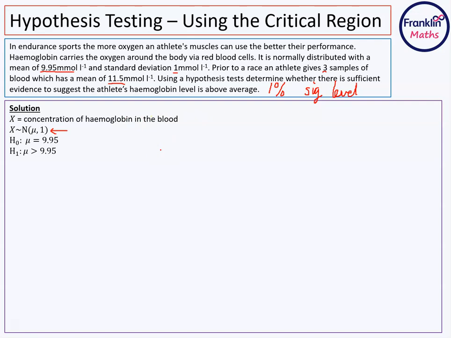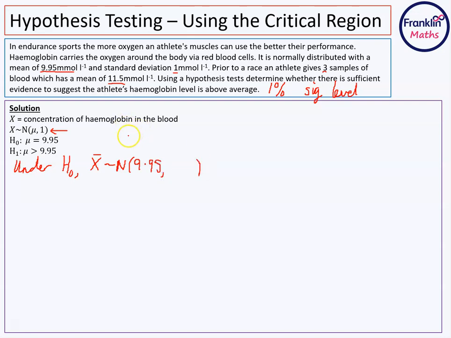Okay, so this is what we need to be able to write down now. We're going to write down then under H0. Okay, now this time, because we're looking at the athletes' samples, we're going to be using basically the sample mean. So I'm going to be using X bar this time. Normally distributed, and the mean is still going to be 9.95. But what's going to go here?